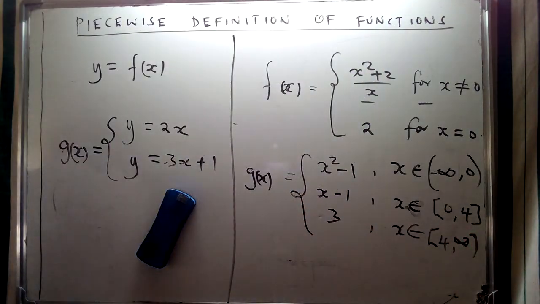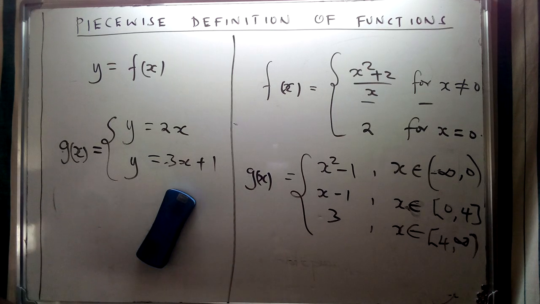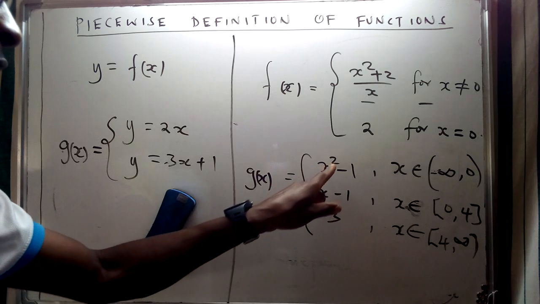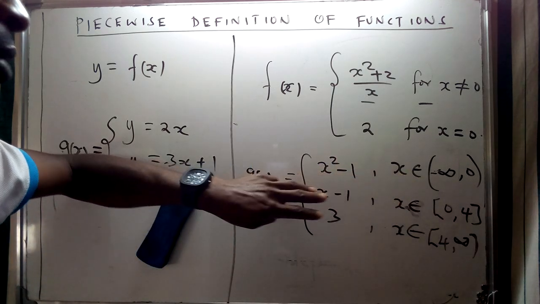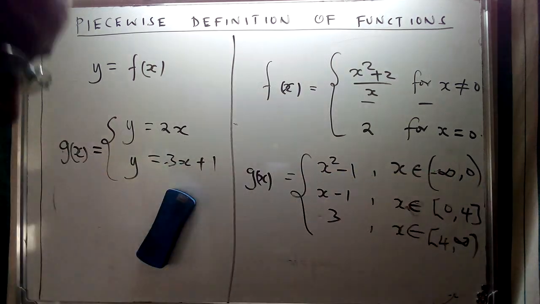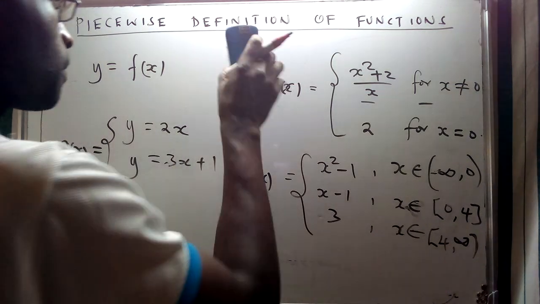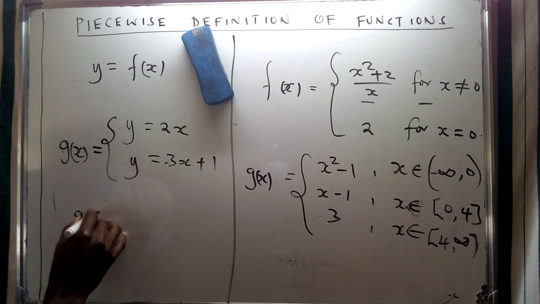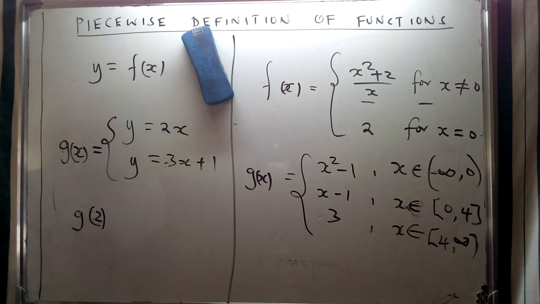So if we consider this one, the second case for g of x can be defined as a piecewise defined function, and therefore we're going to have equations given in terms of x squared minus 1. The values of this, for the range and domain, are going to fall under negative infinity and 0. And suppose we are requested to find the value of g when the value of x is equivalent to 2. So we're going to write this as g of 2, given as such.